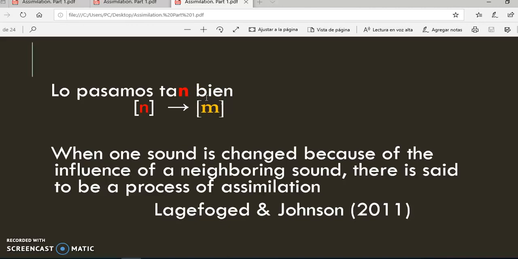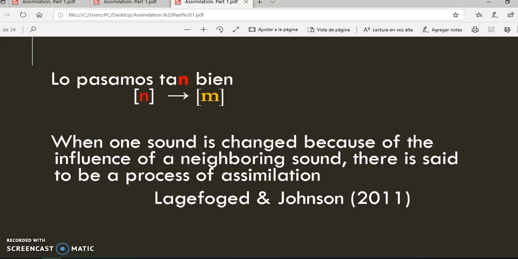Let's analyze assimilation in English. We have here one of the many definitions of the process of assimilation. When one sound is changed because of the influence of a neighboring sound, there is said to be a process of assimilation.